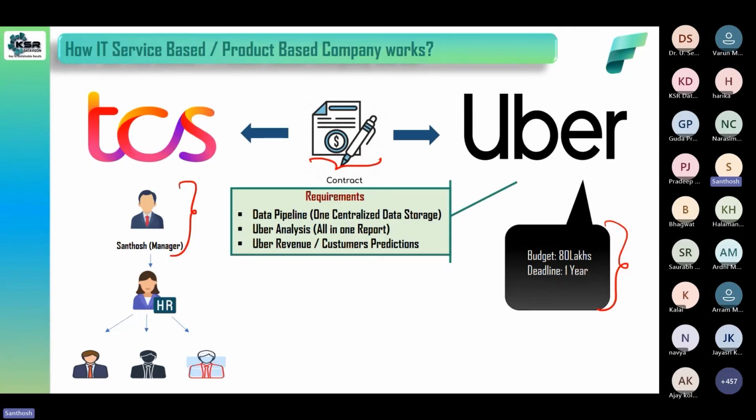Tomorrow, Uber is coming with some proposals. They want a project which has to be completed in 80 lakhs. And the duration is you have to do it in 1 year. So what is the requirement? They want data analyst, data scientist, data engineer, all three together to build one project. Now, what I'm doing, I have a manager who is Santosh, who is me.